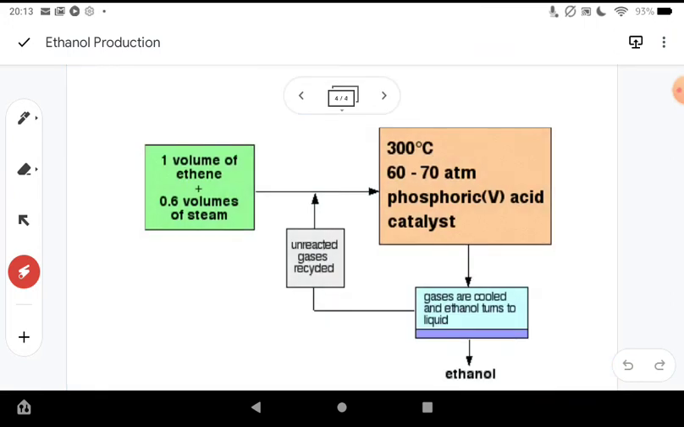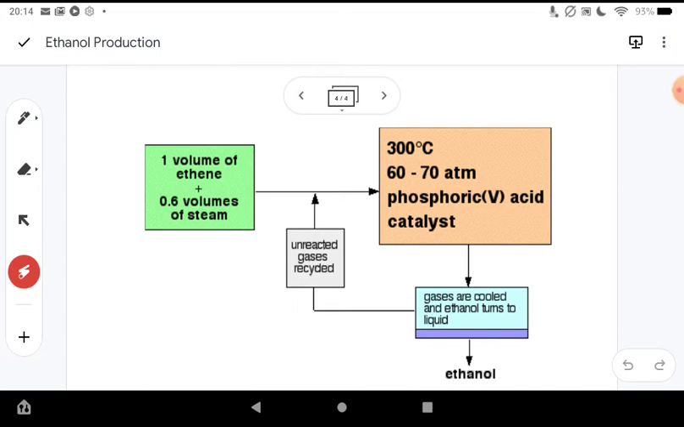However, on the flip side of the previous one, this is very fast, so I can constantly produce ethanol, and any gases that aren't actually used, any ethene or steam that is not converted into ethanol, just gets recycled. So you are constantly doing this cycle until ethanol is produced and it comes out. So this is what we call a continuous method. You can constantly produce ethanol, and once you get the process going, it just keeps going, keeps producing ethanol.